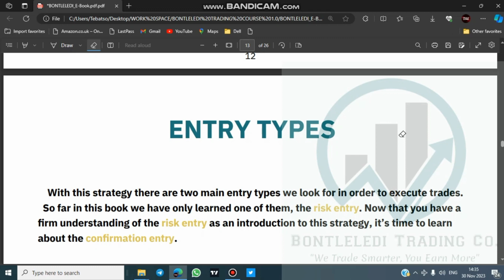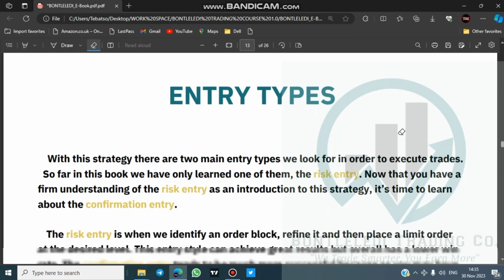So without wasting any time, let's quickly get into it. With this strategy, there are two main entry types we look for in order to execute trades. So far in this book, we have only learned one of them, which is what? The risk entry. The risk entry was the one where we minimize the risk as much as possible. Now that you have a familiar understanding of the risk entry as an introduction to this strategy, it's time to learn about the confirmation entry.